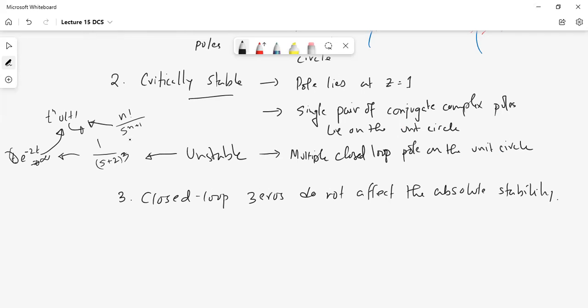Therefore, a linear time invariant, single input, single output discrete closed loop control system becomes unstable if any pole is outside the unit circle, or if multiple poles appear on the unit circle. Then the system is unstable. Unfortunately, I have been saying unit cycle multiple times, but it is actually unit circle. Sorry for that unintentional mistake.